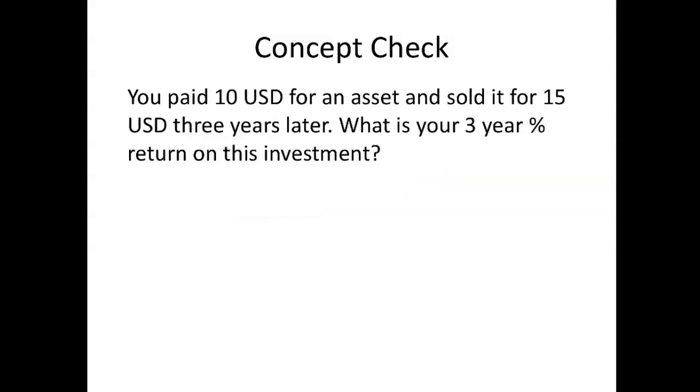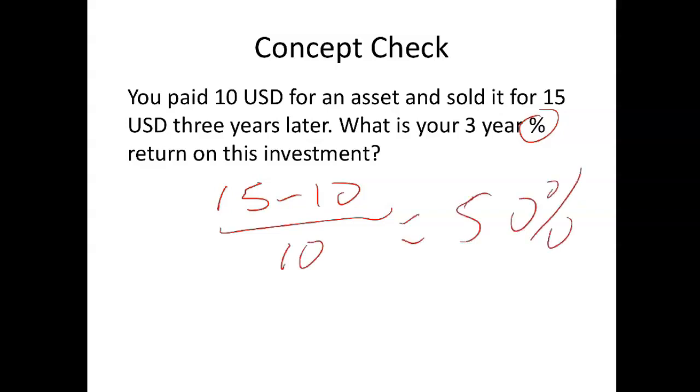Same set of numbers, you paid $10 for an asset and sold it for $15 3 years later. What was your 3-year percentage return on this investment? Well, our dollar return was 15 minus 10, and then to get it in percentage terms, we simply divide by what we paid for it. So our 3-year percentage return was 50%.